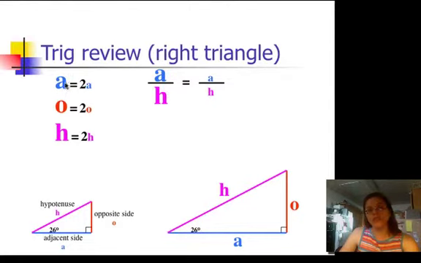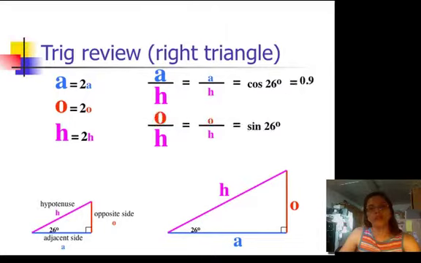Similarly, if we were to take ratios, a over h, and we do the small a over small h, the 2's would cancel out as well. So the ratios are always equal. And this ratio for us has a special meaning. We could use trig functions, so adjacent over hypotenuse is always equal to the cosine of the angle. And in degree mode, this would be about 0.9. Opposite over hypotenuse and opposite over adjacent.